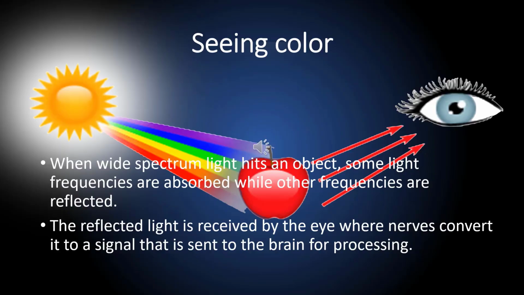In order for us to see light, we would have an object that would be illuminated by what we call a wide spectrum light. That's light that contains all the different colors. When that light hits the object, some of the light frequencies are absorbed by the object. Other light frequencies are reflected from that object. The light that is reflected from that object is received by our eye. It's converted by the nerves to a signal that is sent to the brain. We take that information and process it to what we understand to be color.